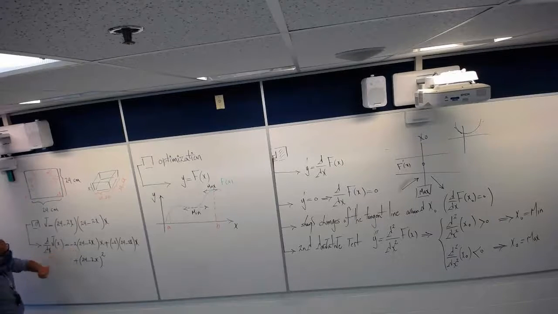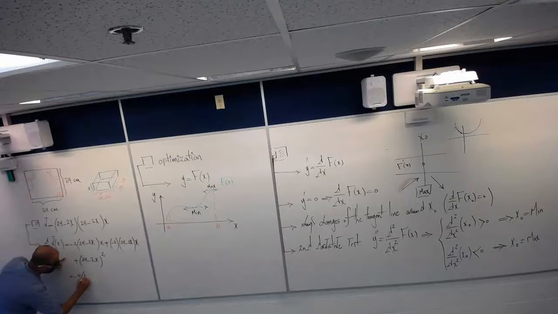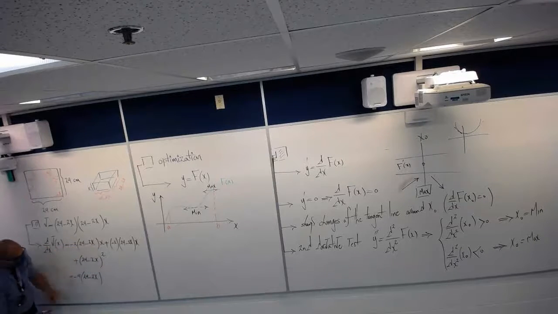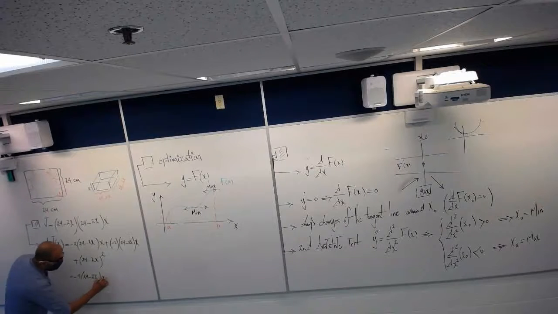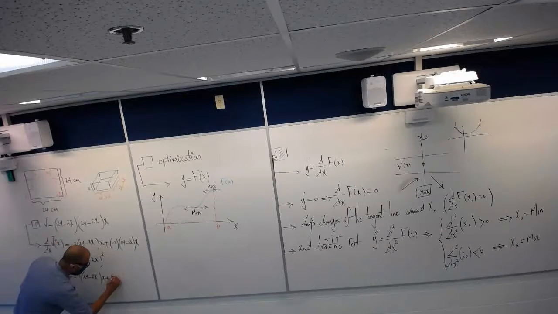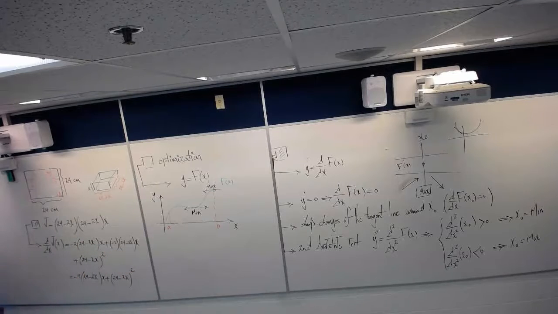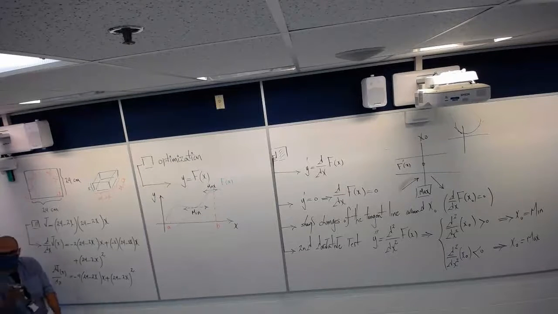I have this one here, then it becomes minus 4 times 24 minus 2x. Look at these two terms, they are similar, plus 24 minus 2x to the power 2. This is dv over dx, dV of x. This is the derivative of this one. Yes, do you have a question after that?